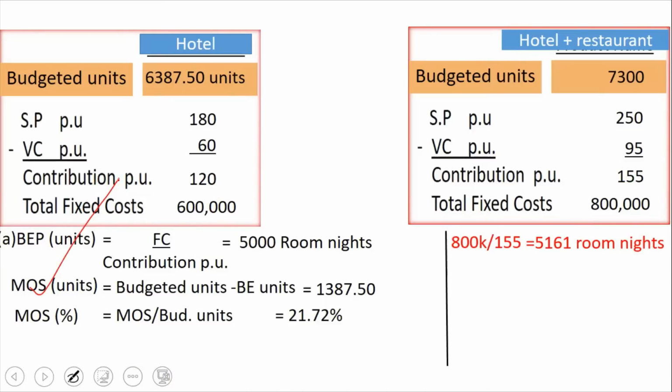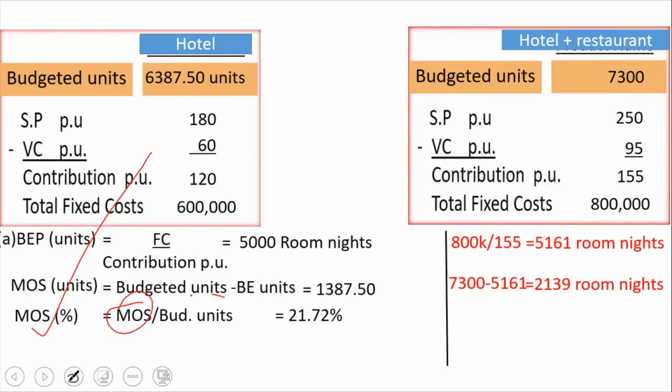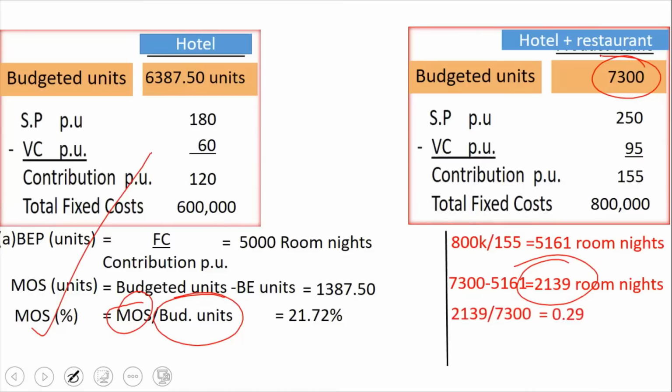Now coming to MOS in units. It is given by the formula budgeted units minus break-even units. So for the hotel plus the restaurant, the budgeted units is 7,300 and the break-even units is 5,161. So MOS in units is 7,300 minus 5,161 or 2,139 room nights. Now coming to the MOS as a percentage, it is MOS divided by budgeted units. So MOS we know it is 2,139 and budgeted units we know it is 7,300. So as a percentage, we get the amount as 0.29 or 29%.